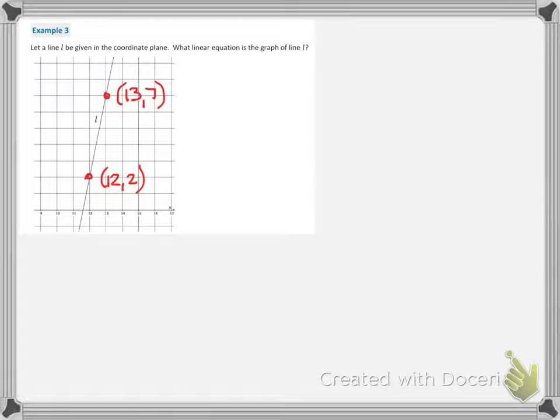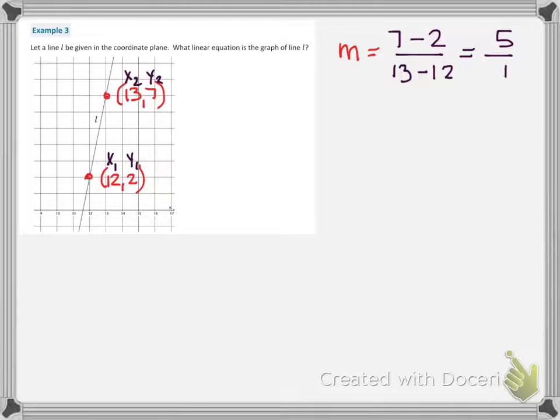Notice we don't even see the y-intercept on here, so there's no way to say what the y-intercept is until I calculate it. So let's do that. Slope is equal to, I want to label these. x1, y1, and this will be x2, y2. So I'm going to do y2, 7, minus y1 is a 2, over x2, that's 13, minus x1 is 12. And 7 minus 2 is 5, over 13 minus 12 is 1, so the slope is 5.